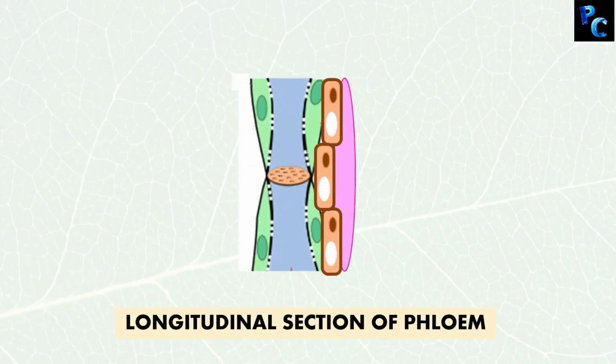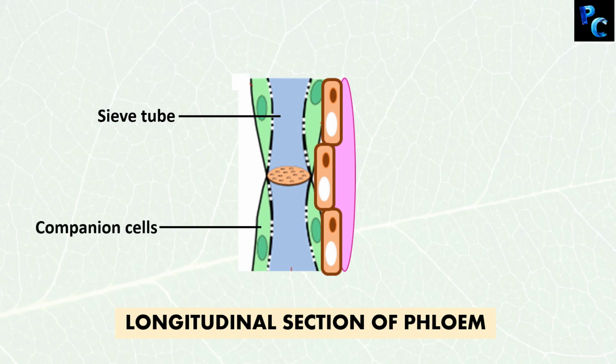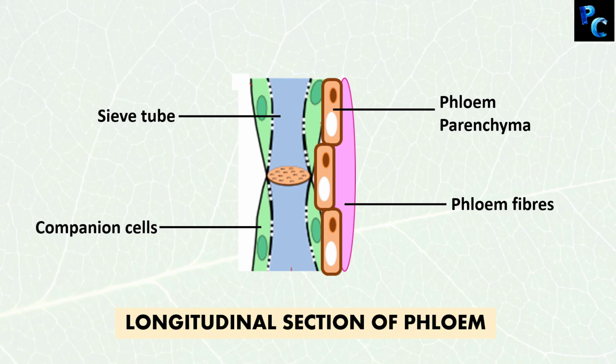So, this is the longitudinal section of phloem. See the sieve tubes with perforated sieve plate. See that the adjacent side of the sieve tube also has pores. These are required for communication with the companion cell. These adjacent cells are the companion cells. Can you see the prominent nucleus in the companion cell? Beside companion cell, there is the phloem parenchyma, and adjacent to it are the phloem fibers. So, this is the structure of the phloem.